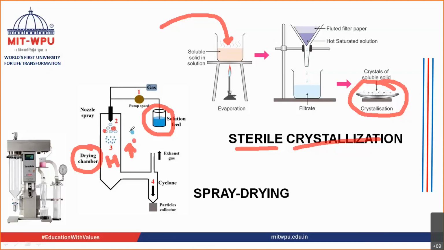This solvent gets evaporated, and as the solvent is evaporated, it is removed from here. This is the solvent that is getting removed, and finally what you get is the particles. These are the dried particles, and these dried particles are collected in this chamber. Over here in this chamber you collect the dried particles, right?